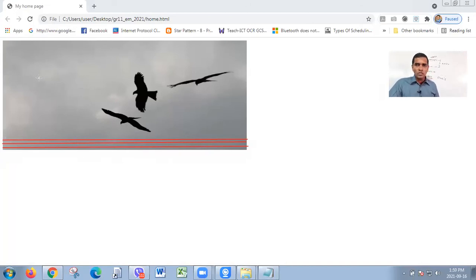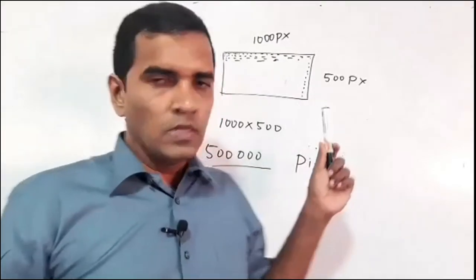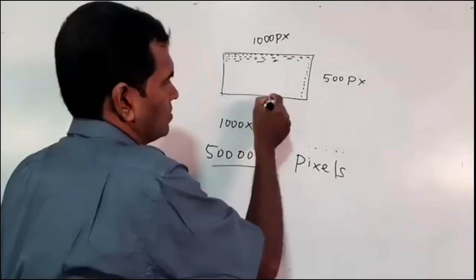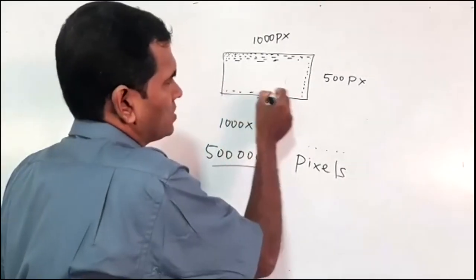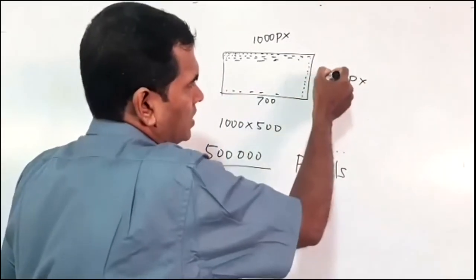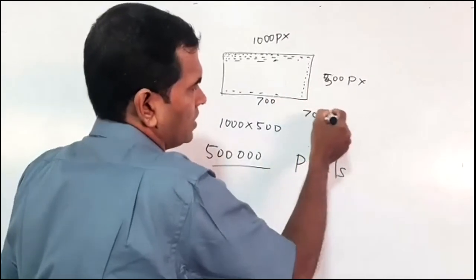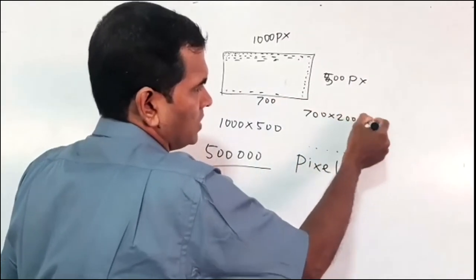So how many rows are there? 300. Because height is 300, right? So in every row, you have 700 dots. There are 300 rows, right? Because height is 300. So if I write in this picture, this is 700. Here 700. Here 300. So altogether 700 into 300 pixels are there.